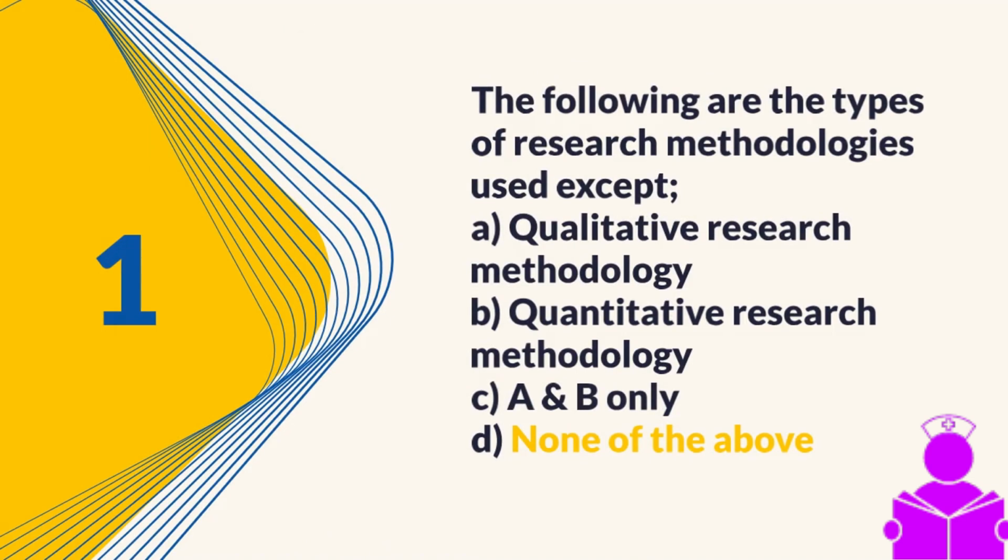Answer is D. None of the above. Why? The question is asking us to identify the types of research methodologies not used. Both qualitative and quantitative research methodologies are indeed commonly used approaches in research. So options A and B are out. Option C says A and B only, which refers to qualitative and quantitative methodologies, which we already established are both used. So, the correct answer is D, none of the above, because both qualitative and quantitative methodologies are indeed used in research.